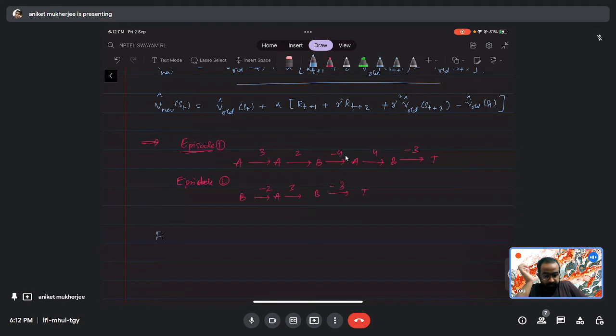Okay, let's do first visit Monte Carlo. I think everyone knows first visit Monte Carlo. Could you give me the values of A and B? So it will be 3, 2, 2 plus 3 minus 3. This is the second, this is the first. From here, 2. This 2 will cancel. That gives minus 1. 3 plus 2 is 5, minus 4 is 1, plus 4 is 5, minus 3 is 2.